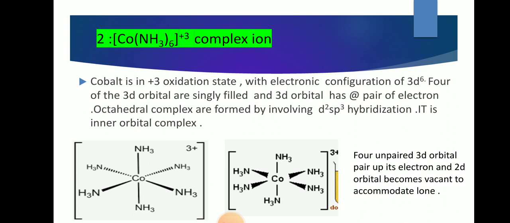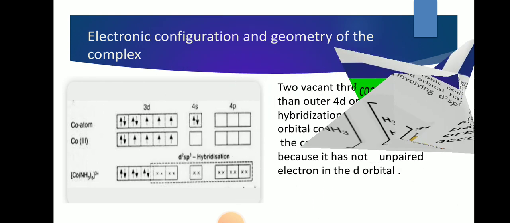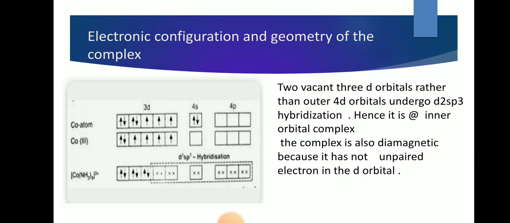The 4 unpaired 3d electrons pair up and 2 d orbitals become vacant to accommodate lone pairs, because the lone pair provided by ammonia, a strong field ligand, will create such a force that will pair up the electrons in the d orbital to generate vacant hybrid d orbitals that can accommodate lone pairs. Electronic configuration and geometry of the complex: 2 vacant 3d orbitals rather than outer 4d orbitals undergo d2sp3 hybridization, hence it is an inner orbital complex. The complex is also diamagnetic because it has no unpaired electrons in the d orbital.